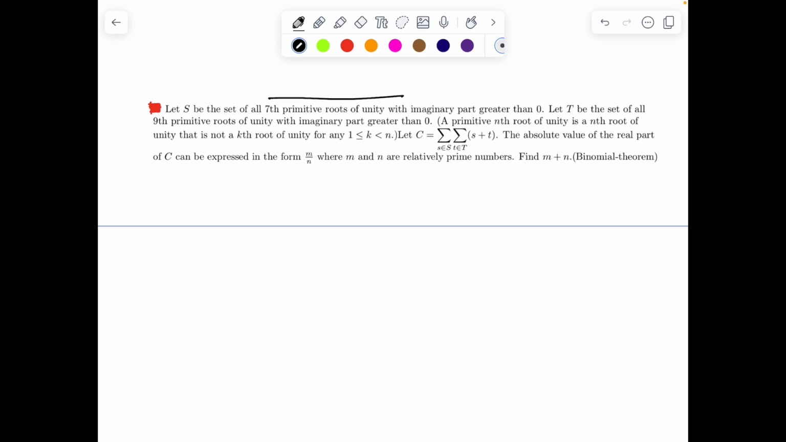Now what is a primitive root of unity? A primitive nth root of unity is an nth root of unity that is not a kth root of unity for any k belonging to 1 to n. So always first decode this. The comprehension skill is very important in this kind of examination.